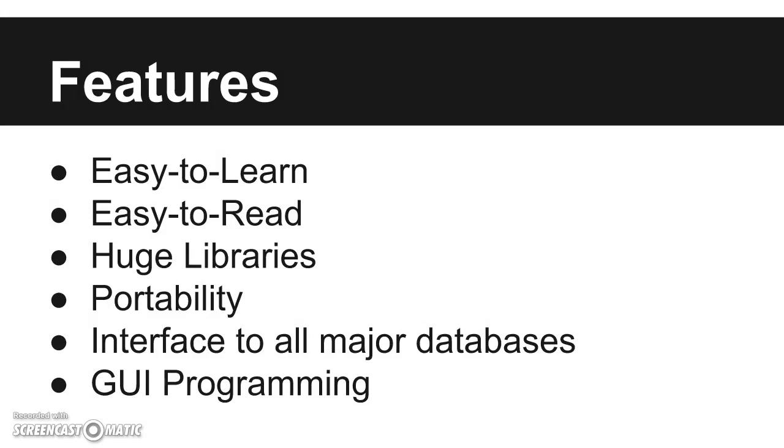Easy to learn means Python has relatively few keywords, simple structure and a clearly defined syntax. This allows students to pick up the language in a relatively short period of time. It is easy to read. Python code is much more clearly defined and visible to the eyes. And it has a huge library, portability and interface to all other major databases.